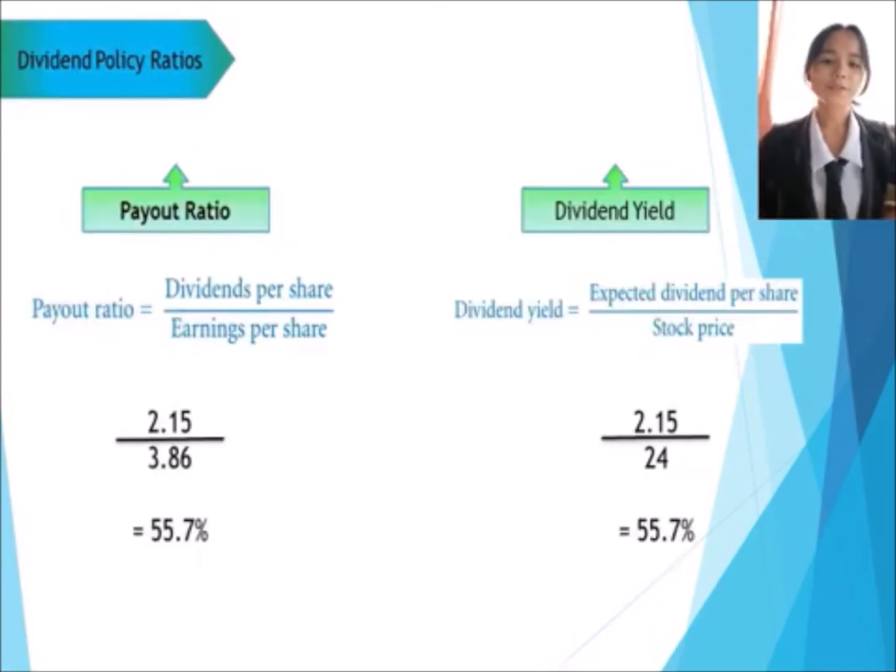So the last classification of financial ratios is the dividend policy ratios, which can be two things: the payout ratio and the dividend yield. When we say payout ratio, this indicates the percentage of a firm's earnings that are paid out as dividends. And then the other one is the dividend yield, which is the expected yearly dividend divided by the current stock price. So those are the six classifications of financial ratios.